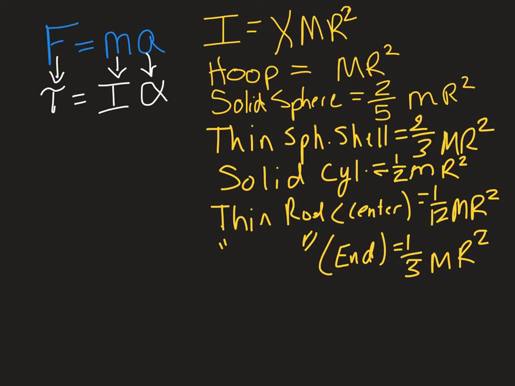I've added the list of our common shapes that everything will be mostly based off of. Anything that's an awkward shape or not on this list is typically going to have a moment of inertia that is given to us. One of the things that we'll have to determine when we read a question is which of these shapes does an object most resemble?